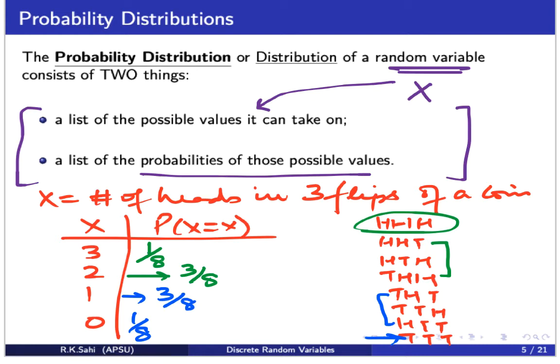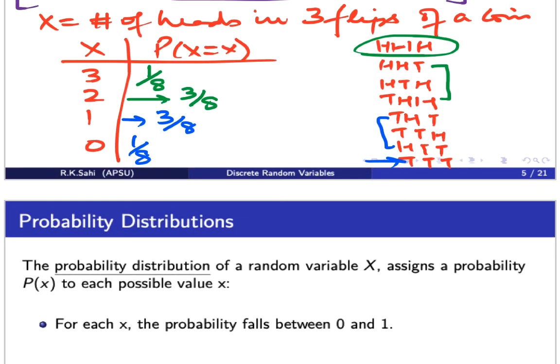Okay, now we're going to look at a connection between things we did in probabilities. They're exactly happening here too. Notice here, the first thing is that for every possible value this random variable can take, the probability falls between 0 and 1. Look at the probability, 1/8, 3/8. Each of these probabilities is a proper decimal. It lies between 0 and 1.